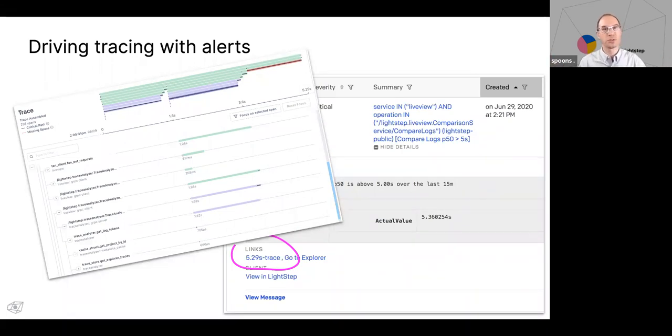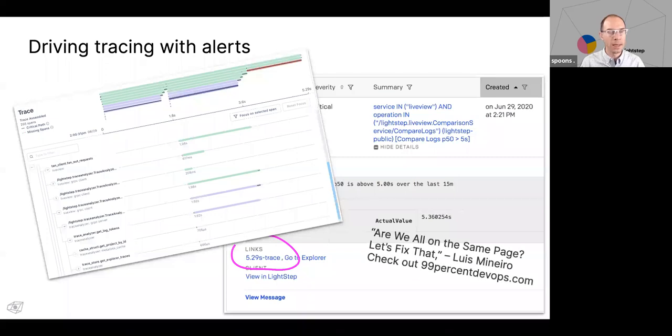We can actually use tracing to drive alerting as well. That is, you're using tracing to determine where alerts are delivered, like which team is going to get paged. I'm not going to say too much about that, except to plug a talk that I'm moderating in a week or so. That's "Are We All on the Same Page? Let's Fix That" by Luis Minero. He's going to talk about how they use tracing to change the way that those alerts were routed. And it's pretty cool. So if you want to hear more about that, check out 99%devops.com.